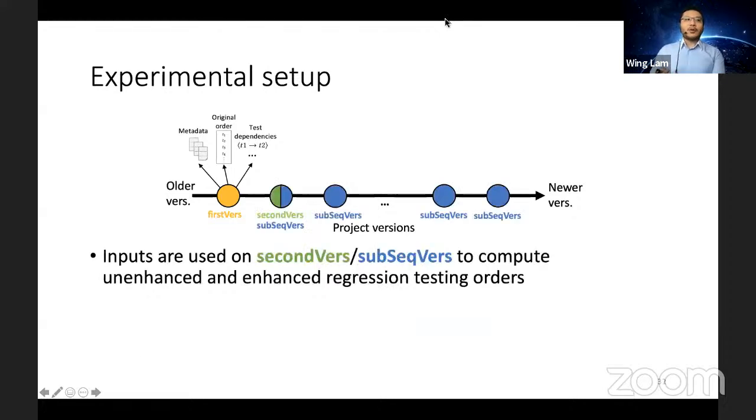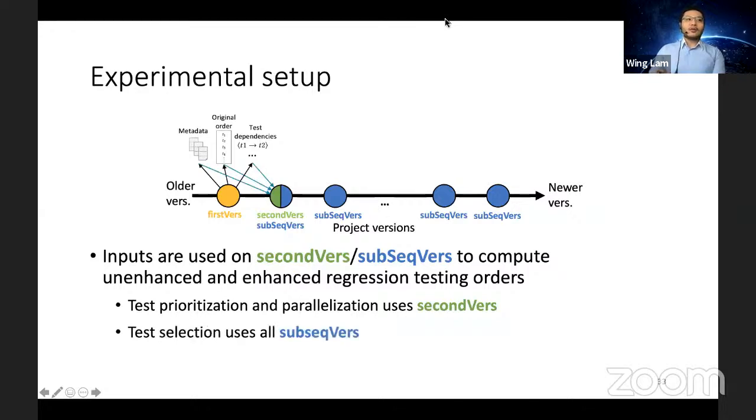Once we've computed the input, we then take those inputs and use them on the second version and the subsequent versions of this subject. Specifically for test prioritization and test parallelization, we use them on the second version, and we see how the metadata, original order, and test dependencies would perform with and without our approach for the regression testing orders. We then also use it for selection as well, where we would use it on all subsequent versions. So we would use it on the second version as well, along with all the subsequent versions, using the same metadata calculated on the first version.